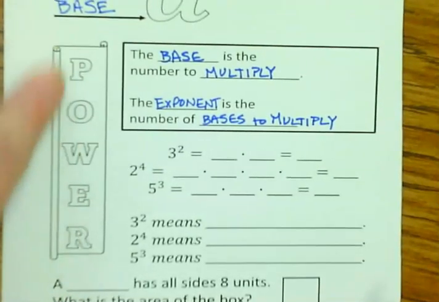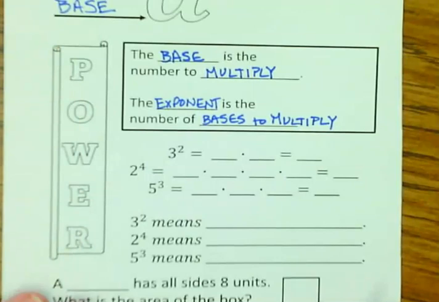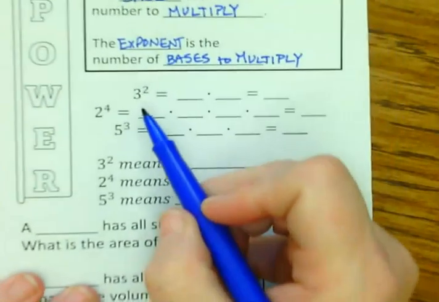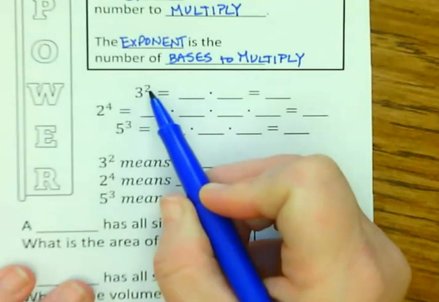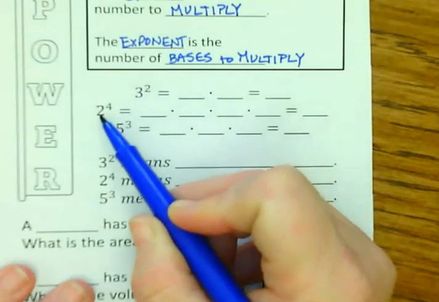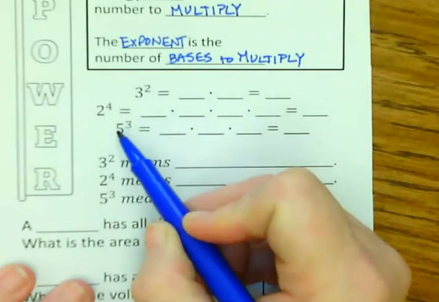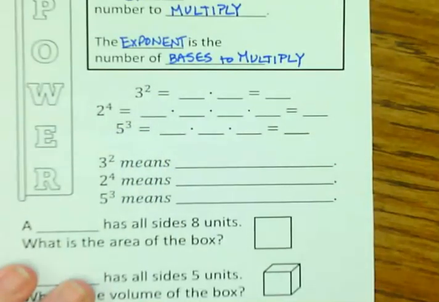Now, this word here, power, that's because when we see these exponents, we would read this 3 to the power of 2, 2 to the power of 4, 5 to the power of 3. All right?